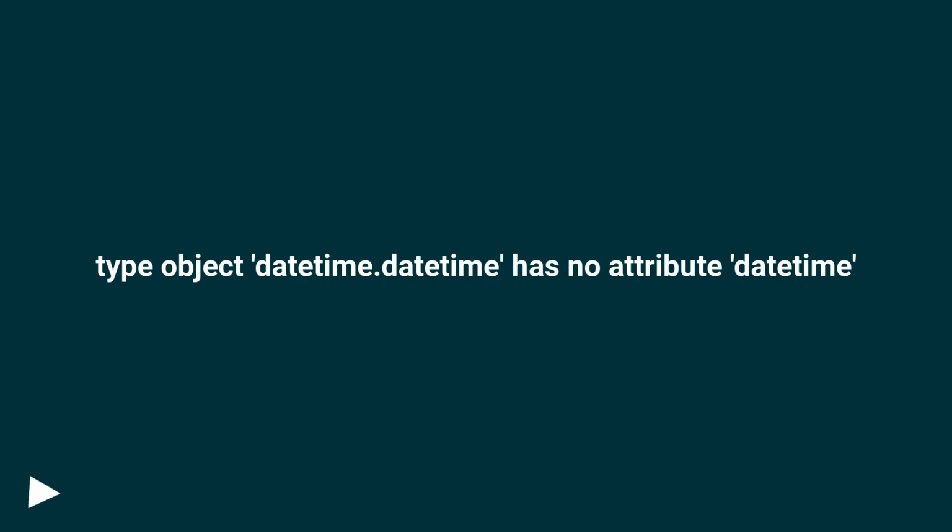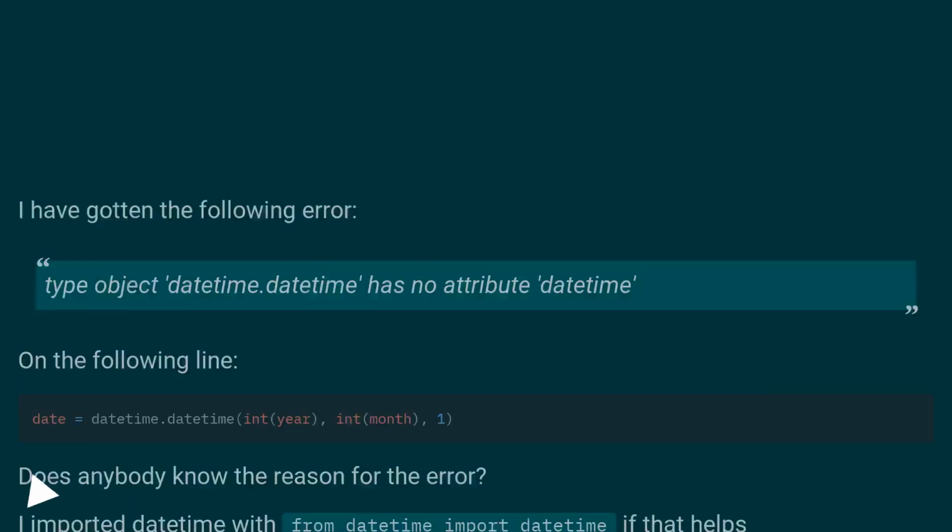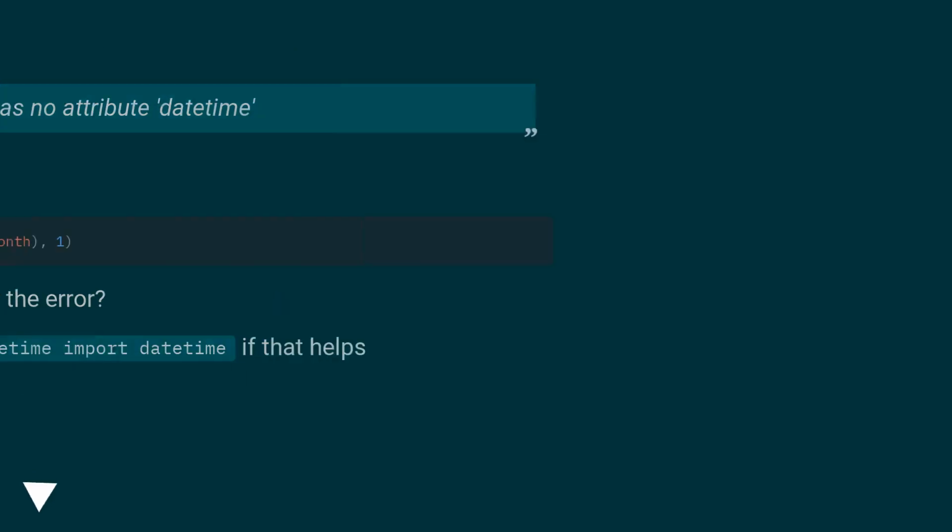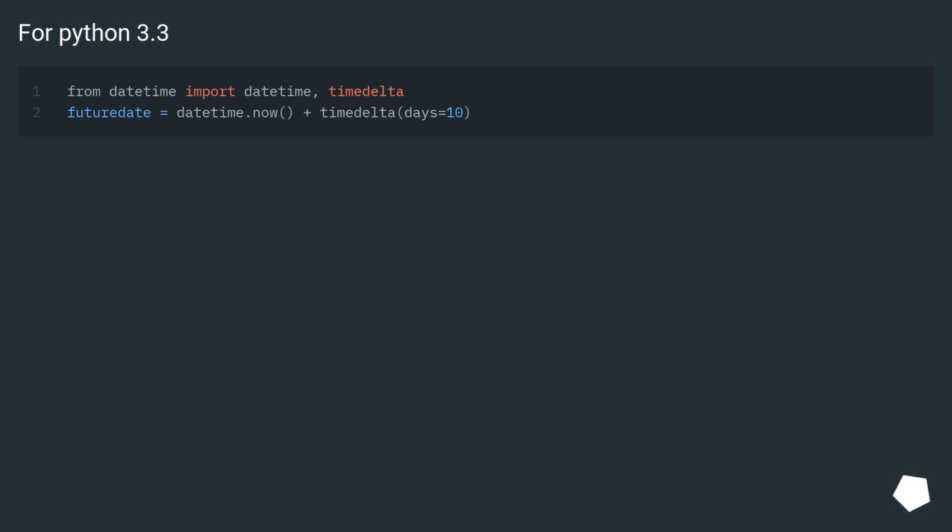Type object datetime.datetime has no attribute datetime. I have gotten the following error: type object datetime.datetime has no attribute datetime, on the following line. Does anybody know the reason for the error? I imported datetime with from datetime import datetime, if that helps. Thanks. For Python 3.3.